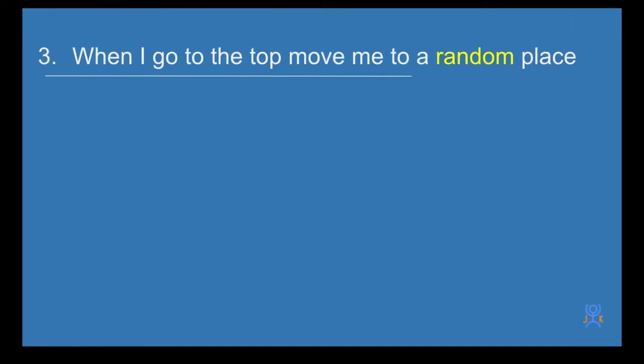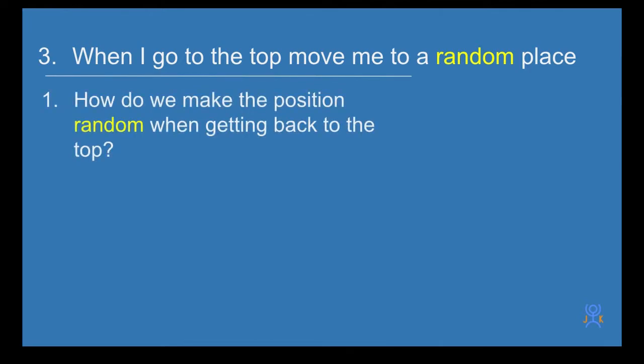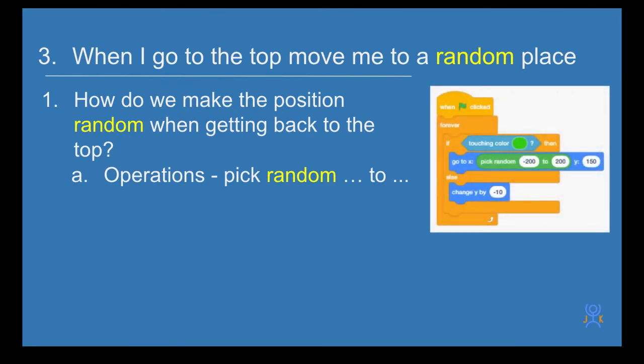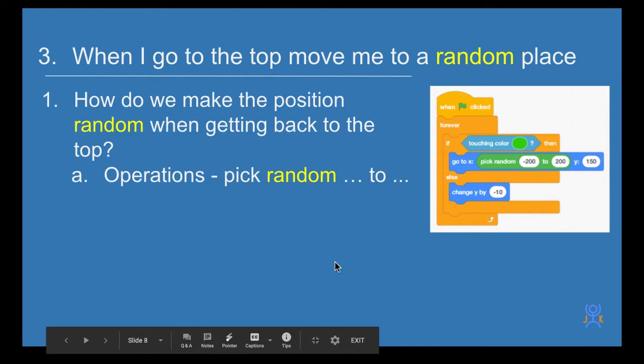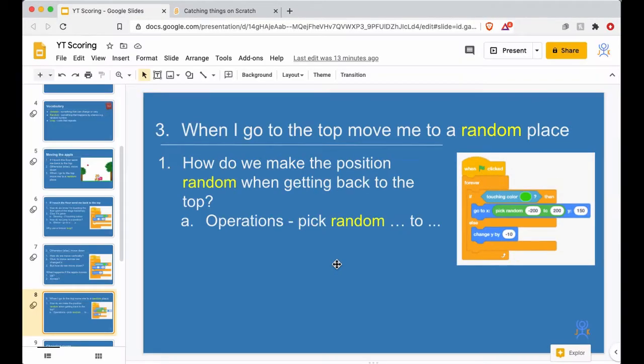Right, so I want it to be in a random place. When I go back to the top, I want it to be in a random X position across the screen. So how do we get the position to be random? Going back to the top, we're going to put a random block in there. So in operations, it's a green one. We're going to pick random something to something. Okay, and there it is, the green block. Now it's minus 200 to plus 200, because that's 200 and that's minus 200. It's across the whole of the screen.